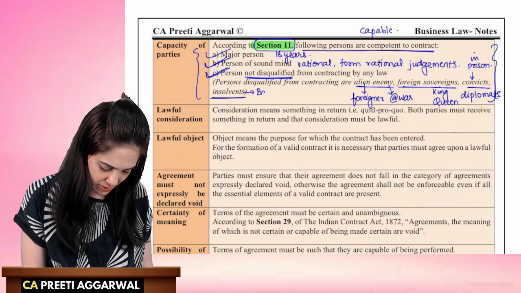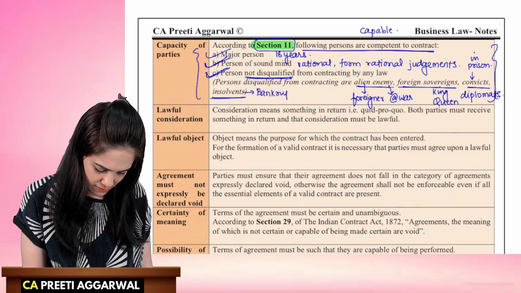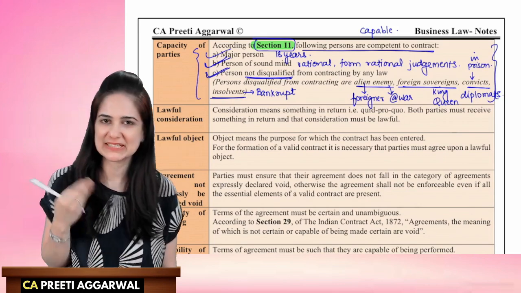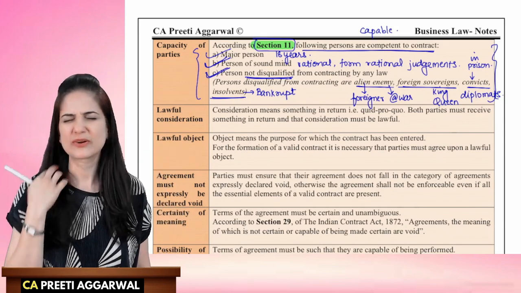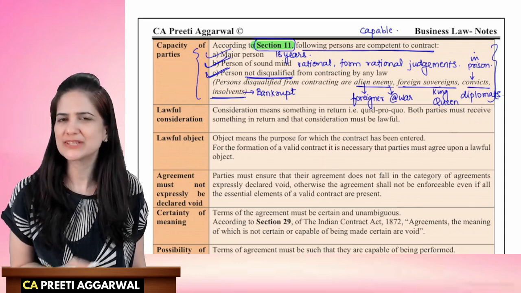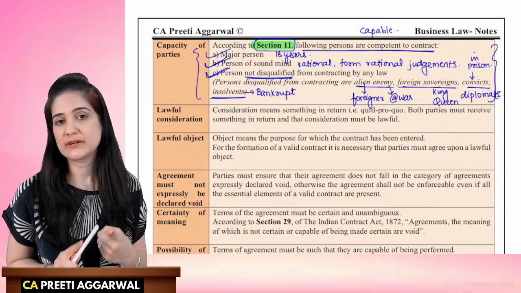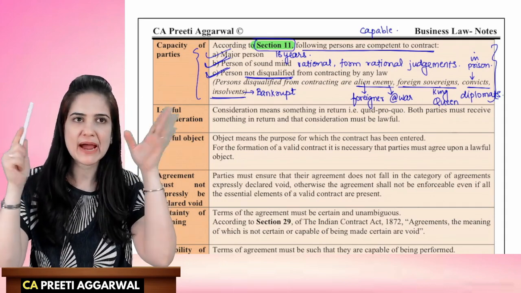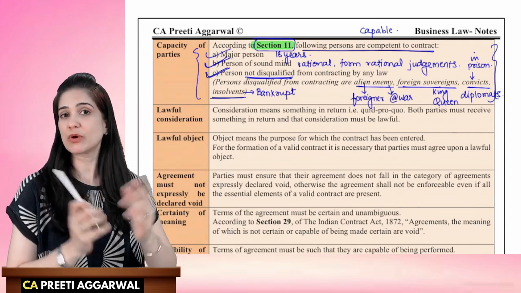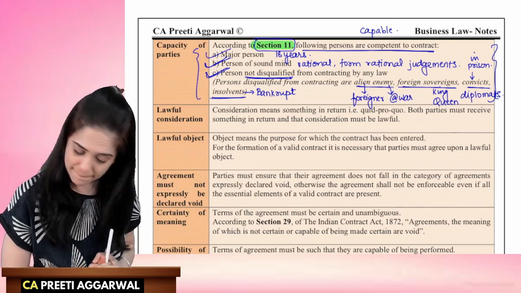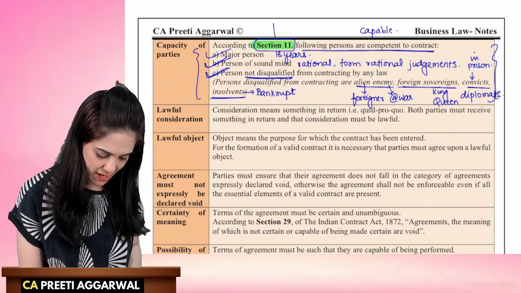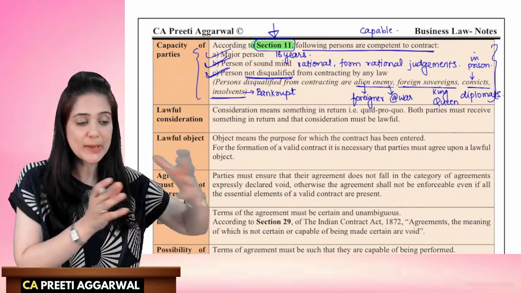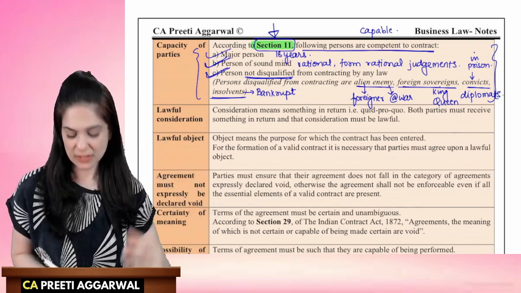Insolvent, bankrupt person. What will you do by entering into contract with a bankrupt person? He doesn't have anything only. So we cannot enter into contract with an insolvent. They're disqualified. So you cannot enter into contract with a minor. You cannot enter into contract with a person who's of unsound mind. He's mad. He's crazy. Someone who's disqualified. You cannot enter into contract with them. So section 11 actually points out the persons who are qualified, who are capable, who are competent to enter into contract.